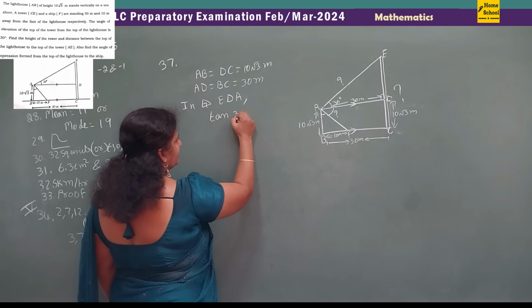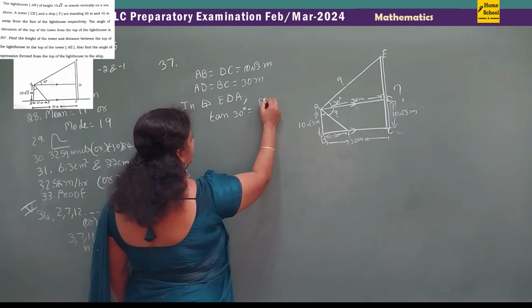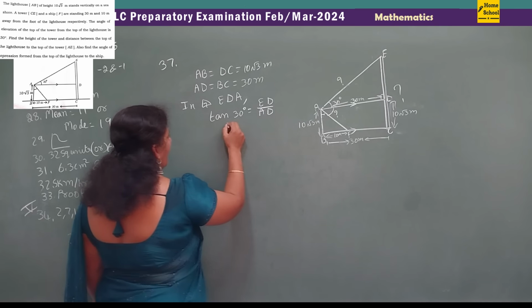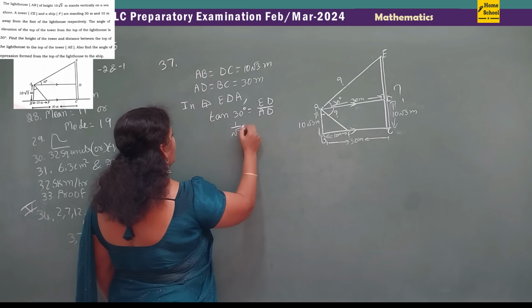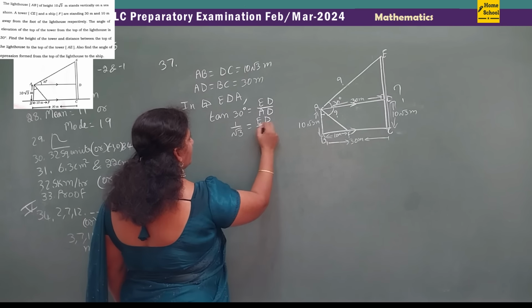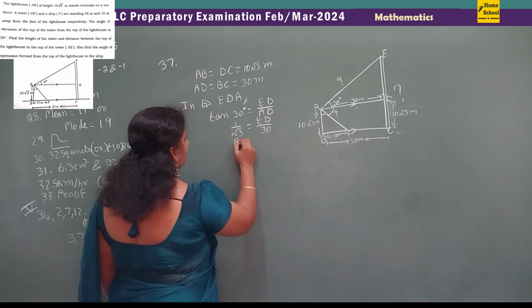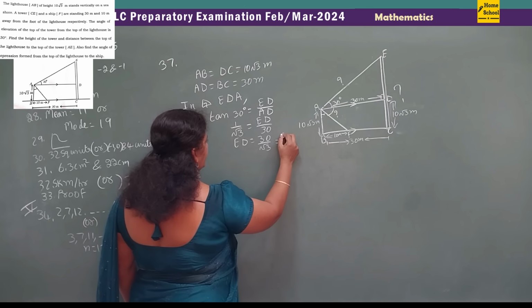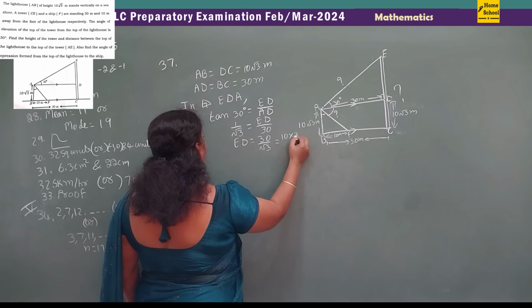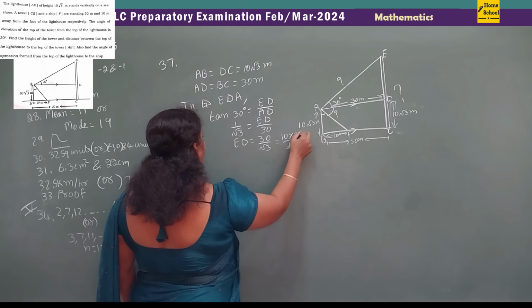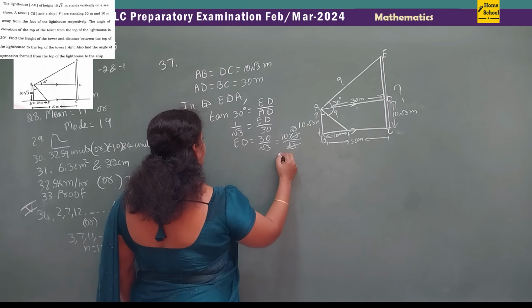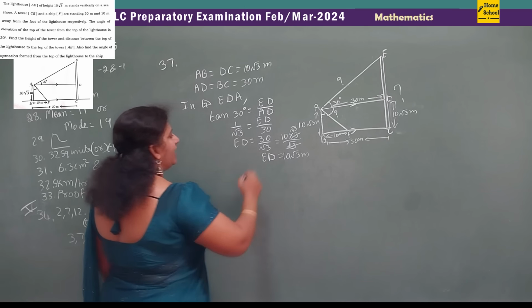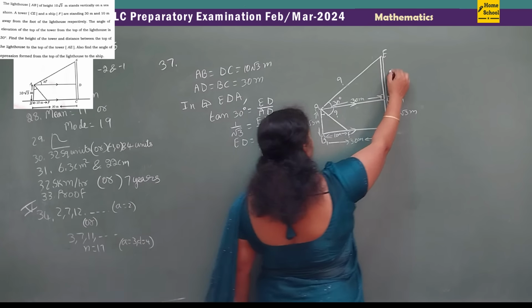Theta value is 30 degree. Opposite AD by adjacent AD. Tan 30 value is 1 by root 3. ED I don't know. AD value is 30. ED is equal to 30 by root 3. That is 30 can be written as 10 into 3. Root 3 you can cancel. Root 3 times it is 3. That will be 10 root 3 meters. What is this? ED is equal to 10 root 3 meters.